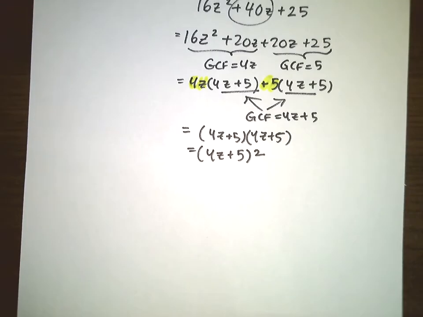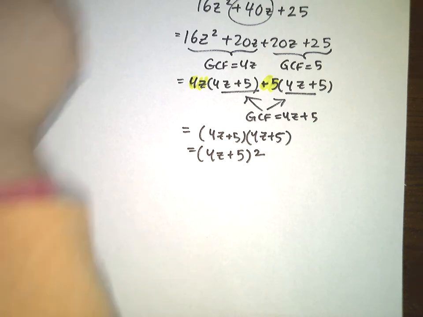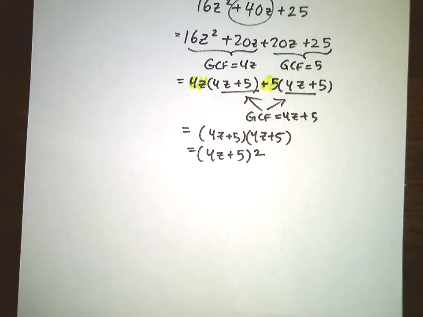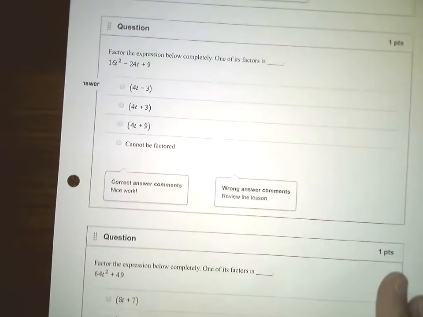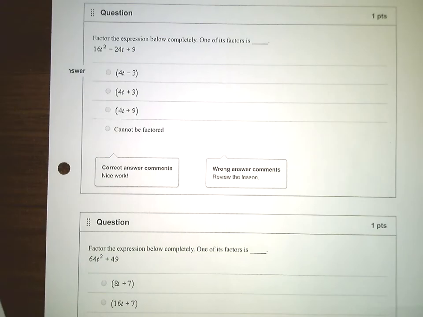So I hope that you really enjoyed that example, because there's still more to come here. So let's try another example here. We have 16t squared minus 24t plus 9.